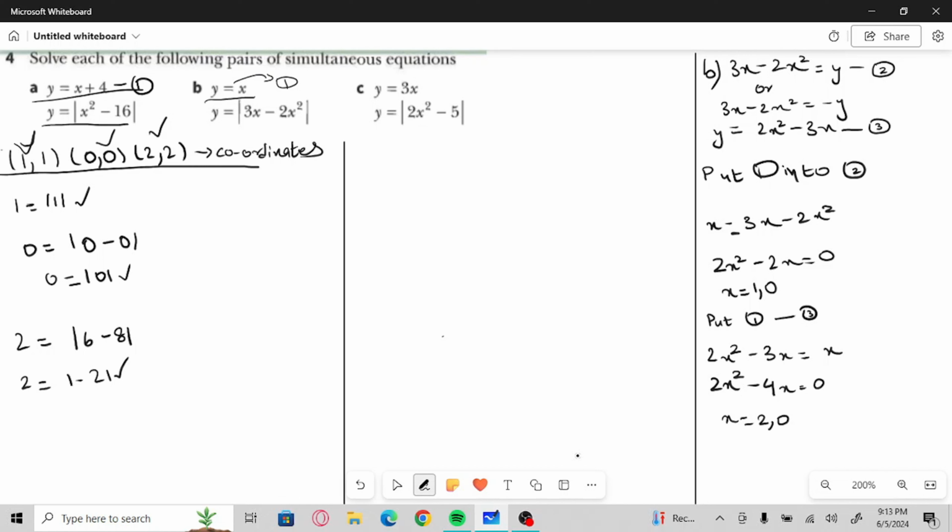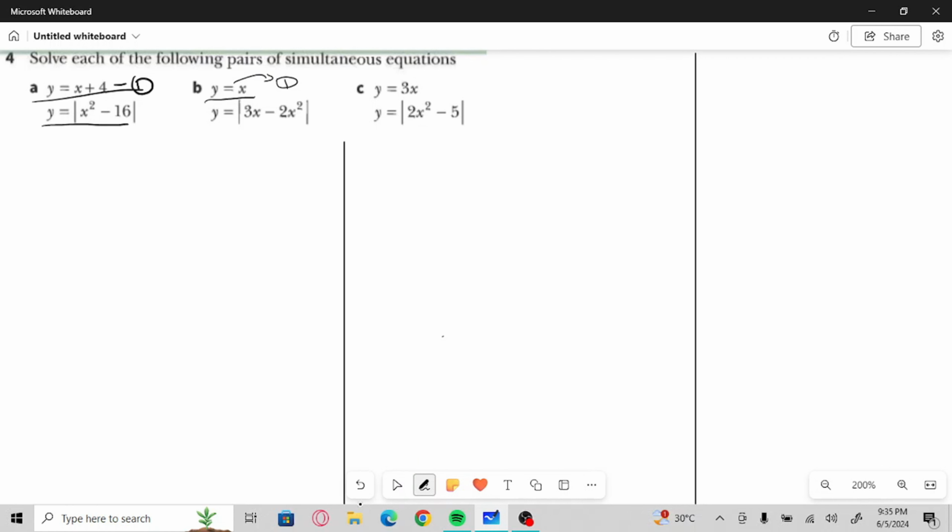So that's it. Last question is part C. Okay, for part C, we have y equals 3x, and the second equation is y equals 2x squared minus 5, but in a modulus function. Y equals 2x squared minus 5 in a modulus.